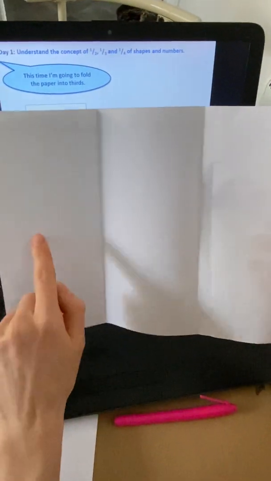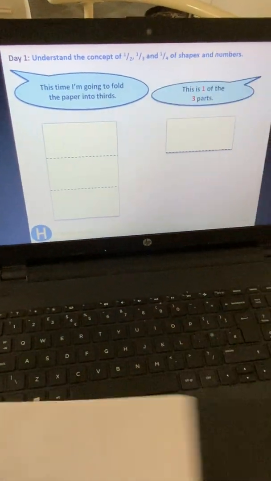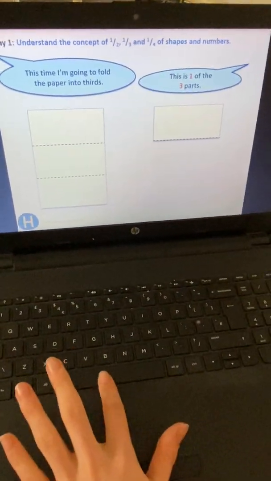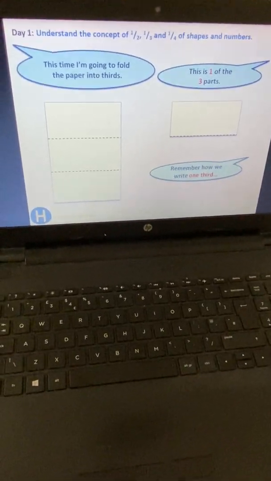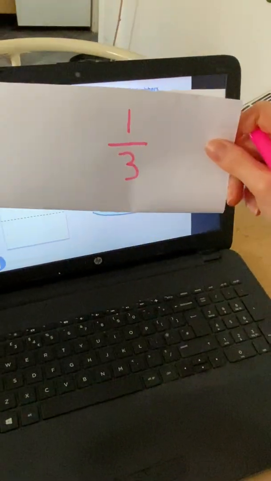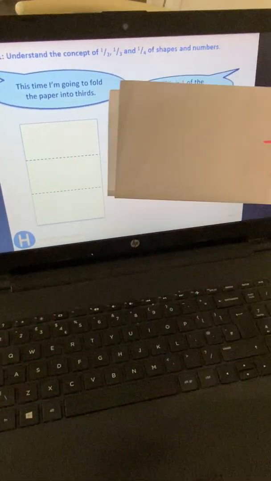See my 3 parts? 1, 2, 3. There's the landscape portrait. 1, 2, 3. 1 part of 3. That's one of those 3 parts. Okay, a third. So remember how we write 1/3? 1 over 3. 1/3. Again, there's this diagonal, but we'd like it straight.